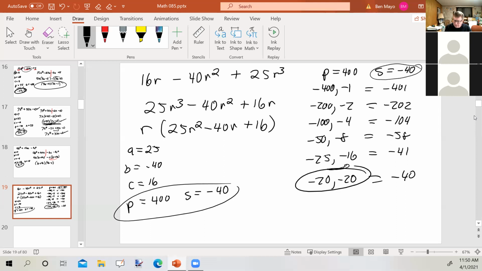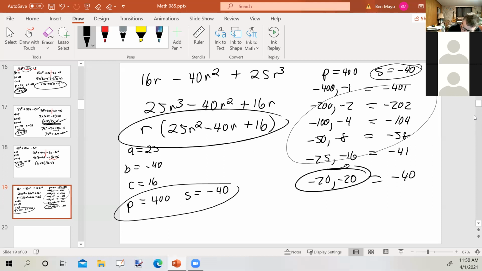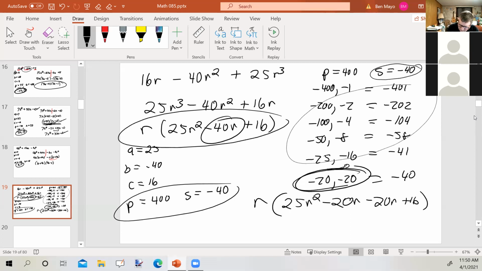Now, again, if you could look at the original numbers and see that, oh, it's negative 20 and negative 20, you don't have to do all of this. But this is just a method to get there, to kind of narrow the field. So now I'm going to take this and I'm going to have r times the quantity 25r squared minus 20r plus 16. Okay. Again, splitting the middle term into two terms that have these two coefficients.